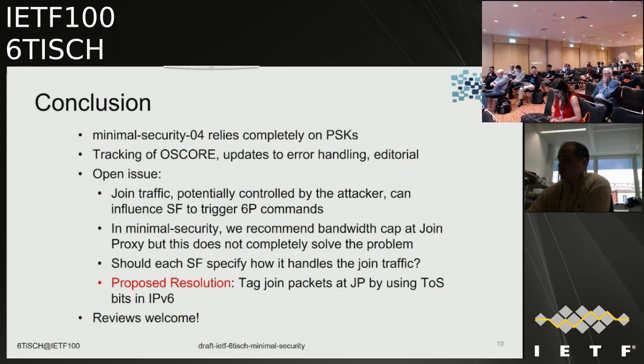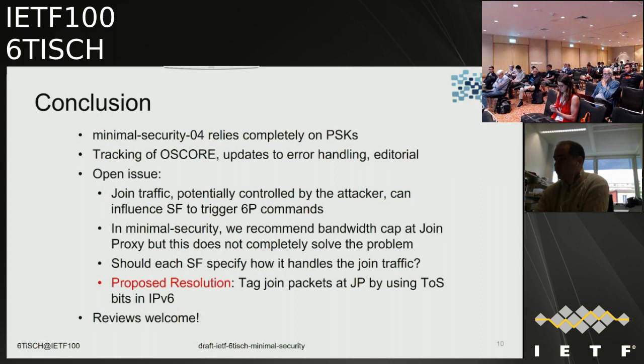So as I said, we now completely rely on pre-shared keys. Most of the changes in O4 were due to the changes in OSCORE, as well as this problem that we found with error handling. There is an ongoing thread on the mailing list about tagging joint traffic, which unfortunately I didn't have much time for. I had to context switch to minimal scheduling functions, so I didn't have time to follow through. So you guys are probably more advanced than me on this, but I will be going through this thread in the next days.